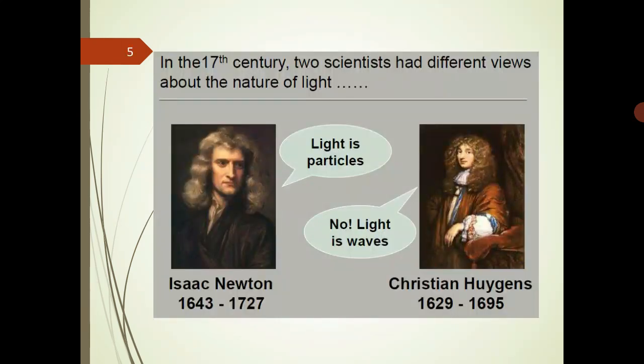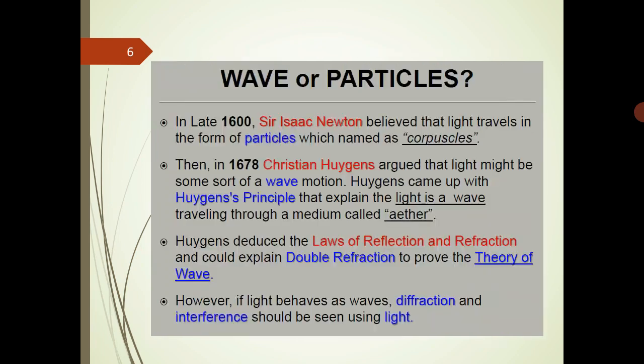Then, in the initial stage, in the 17th century, scientists had different views about the nature of light. One says light is a particle, another one says no, it is a wave. So both of them separately conducted experiments to prove their statements. Isaac Newton says light is a particle. Huygens says light is a wave. Newton believes that light travels in the form of particles. Then Huygens says light has a wave nature.